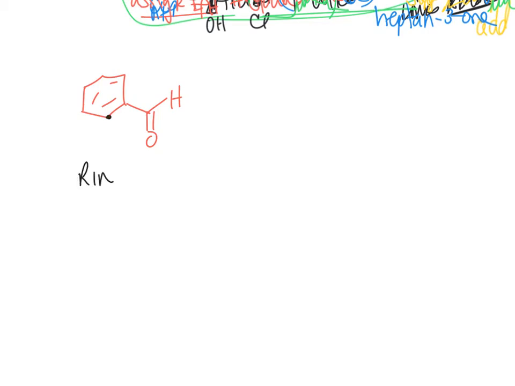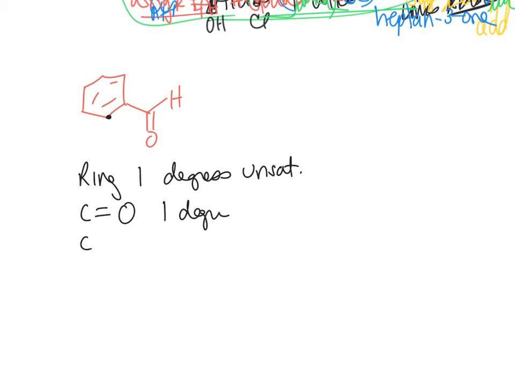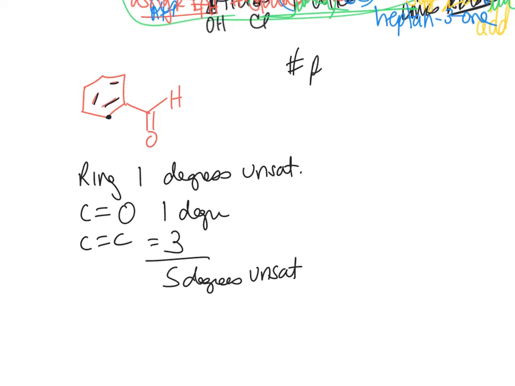You have a ring, so that's 1 degree of unsaturation. You have a carbon-oxygen double bond, that's 1 degree. And then you have carbon-carbon double bonds, and you have 1, 2, 3. So you have 5 degrees of unsaturation in this molecule. Now, how many peaks would you see in the NMR? Well, you'd see this hydrogen. These would be equivalent.